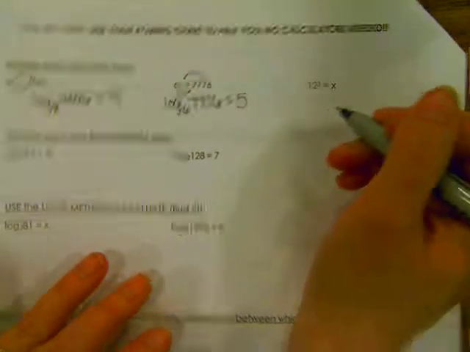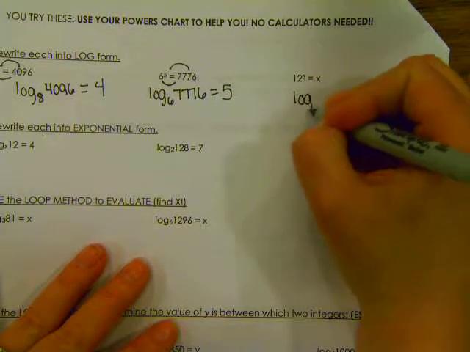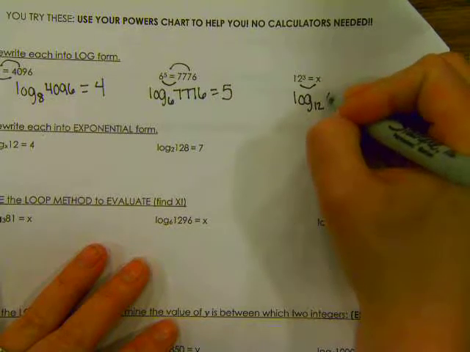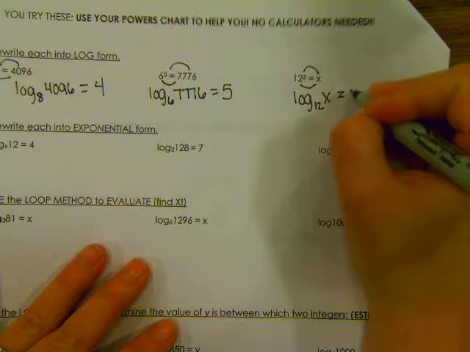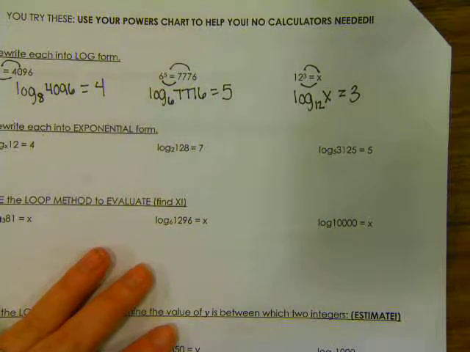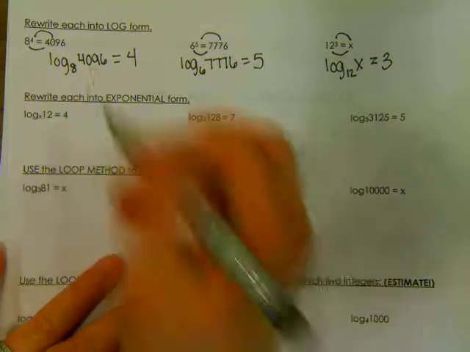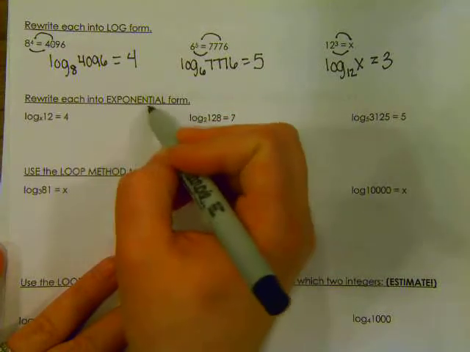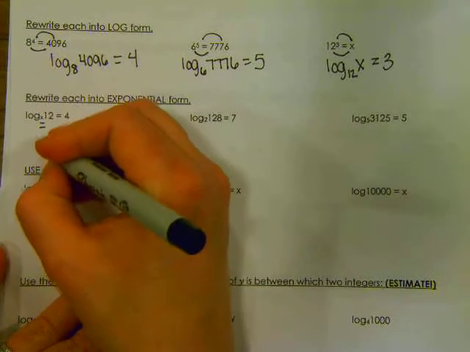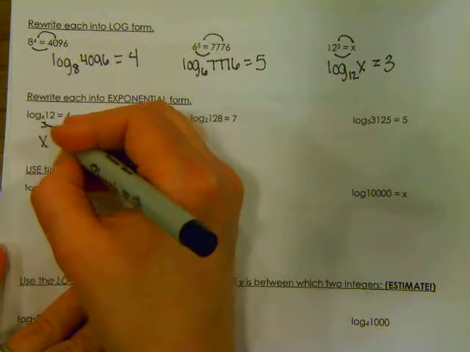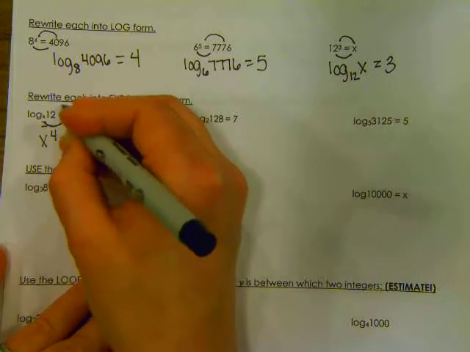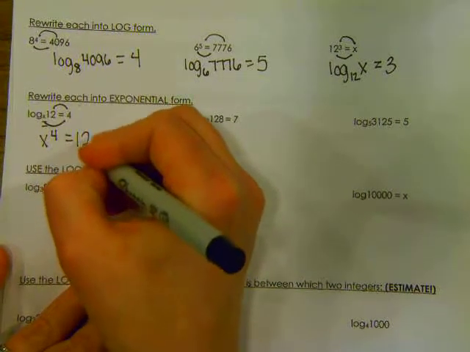And that's it. Log base 12, loop around, of x equals 3. So that's all you had to do for the first part. Second part, I want you to do the opposite. We're going to write it in exponent form, starting with your base. So this, the base of x, x to the 4th power equals 12, and you're done.